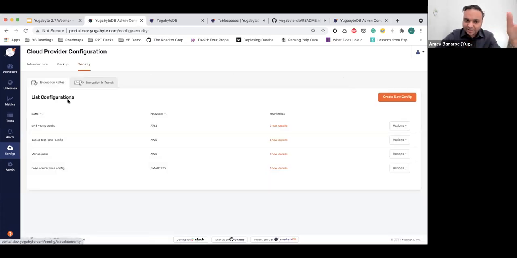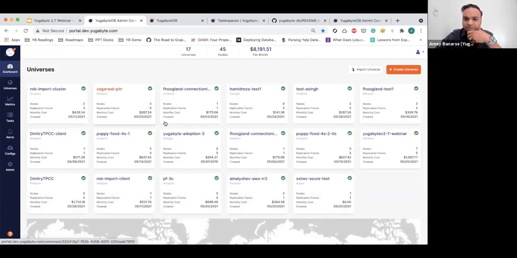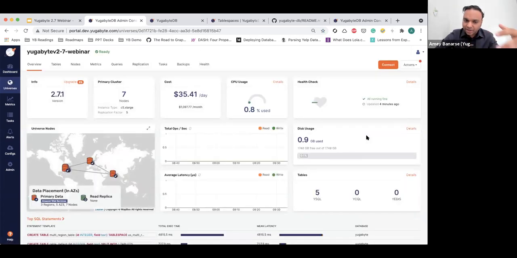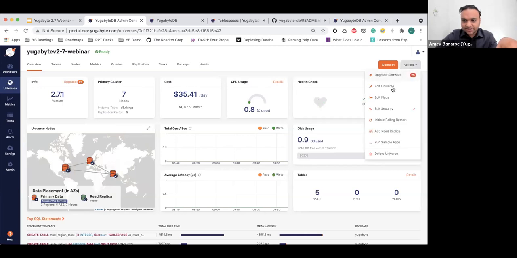Similar to that, you have encryption at rest or encryption in transit that you can bring across the board. Once you do that, you can now deploy Yugabyte on top of any of those cloud providers, or all of those cloud providers if you want. So for this demo today, as I mentioned, we have created an RF5 cluster with 7 nodes in it. And the topology looks something like this.